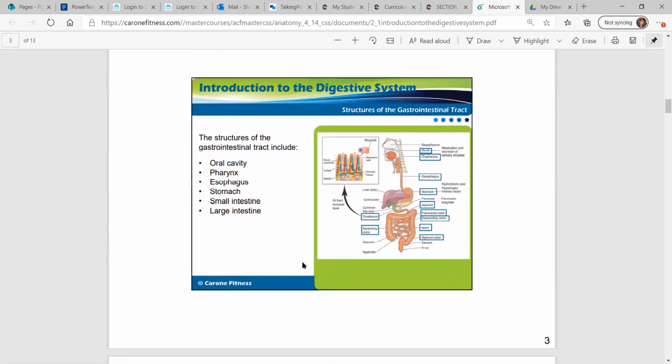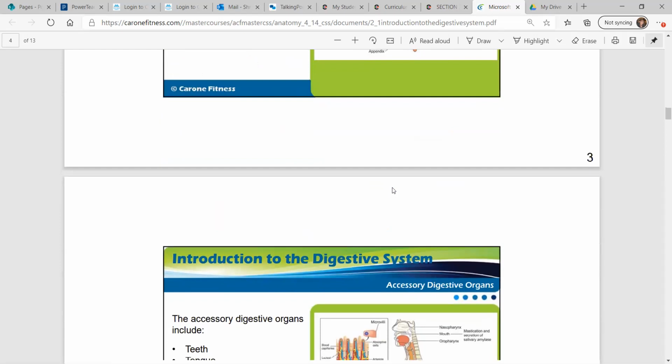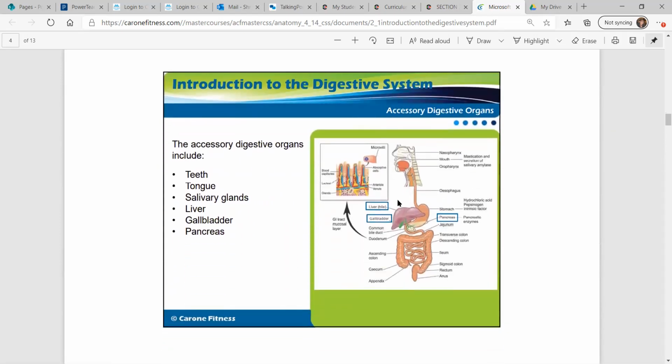But the structures of the tract include our oral cavity, the mouth, pharynx, esophagus, stomach, small intestine, and large intestine. And you can see those in this diagram. Some of them have different names. There you go. The accessory digestive organs include teeth, tongue, salivary glands, liver, gallbladder, and pancreas.